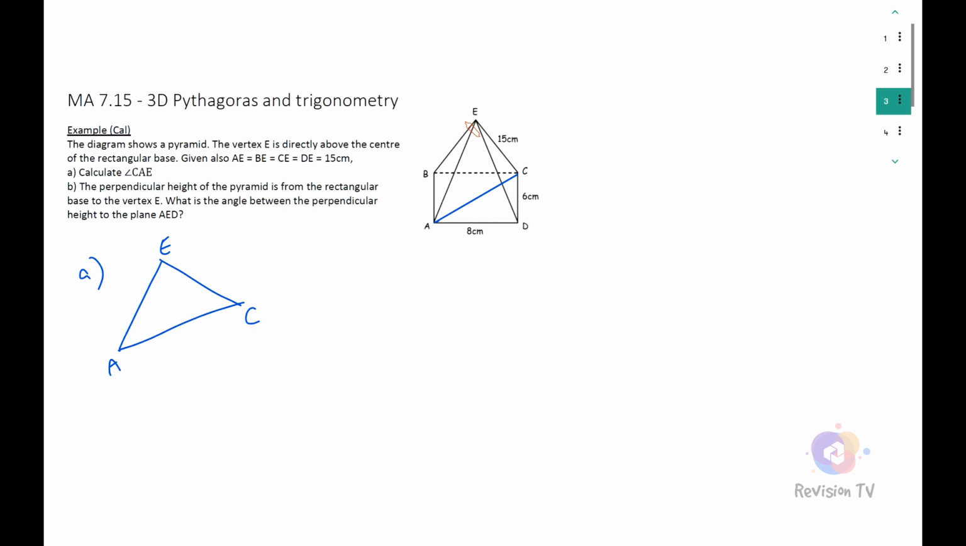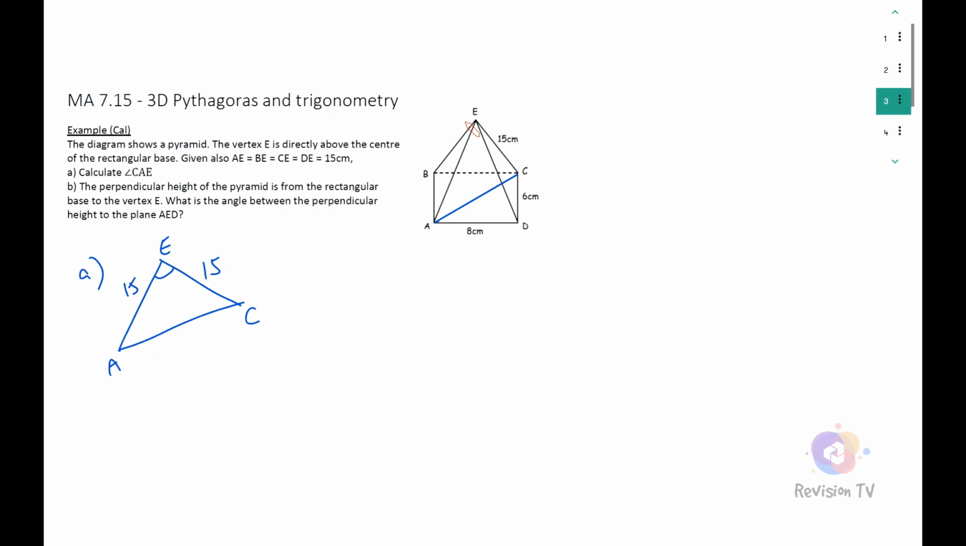What we know is A to E is 15 centimeters. C to E is also 15 centimeters. We don't know AC, even though we can work it out using the base triangle in here. To work out CAE, it's that one. So what can we do? Now, it looks like a right angle triangle, but it's not. Well, maybe it is, but we can't just assume it is. So instead, we have to work out AC. So I smell cosine rule.